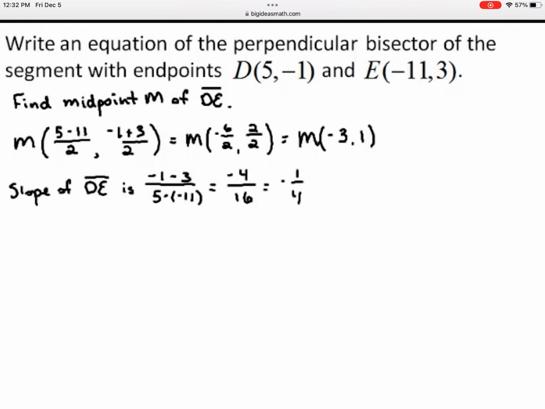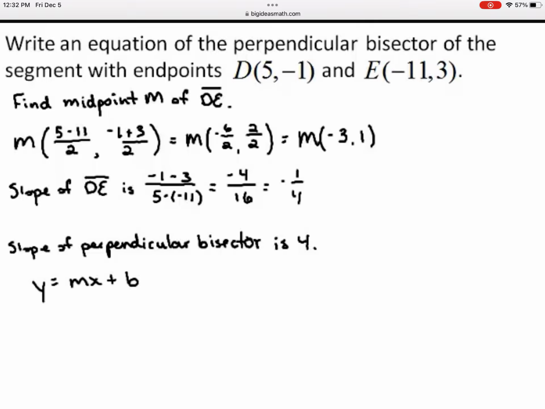And the slope of line segment DE is (negative 1 minus 3) divided by (5 minus negative 11), which equals negative 4 divided by 16, which equals negative 1/4. So the slope of the perpendicular bisector is 4, because 4 times negative 1/4 equals negative 1. So use slope-intercept form to find the equation of your perpendicular bisector.